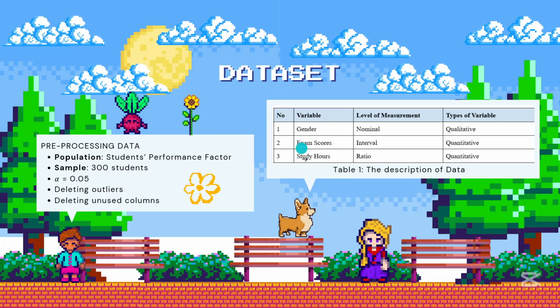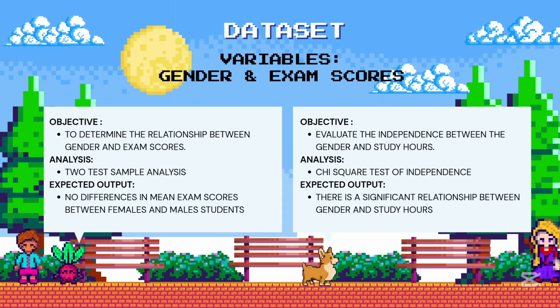So the third one is study hours. It is ratio because if we have 0 study hours, that means we didn't study at all, and it's quantitative since it is numerical. So we divided our dataset into 2 parts, which are gender and exam scores. By using these 2 variables, we determine 2 objectives.